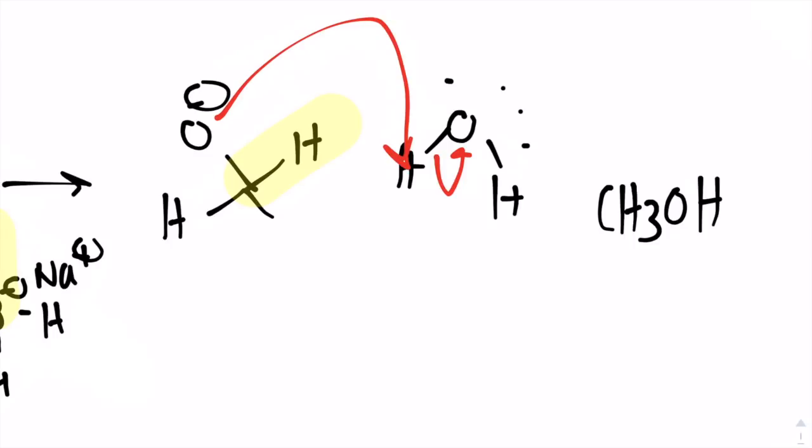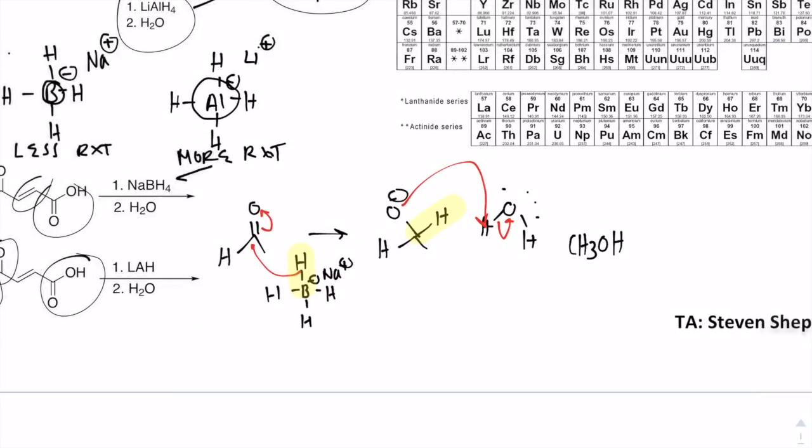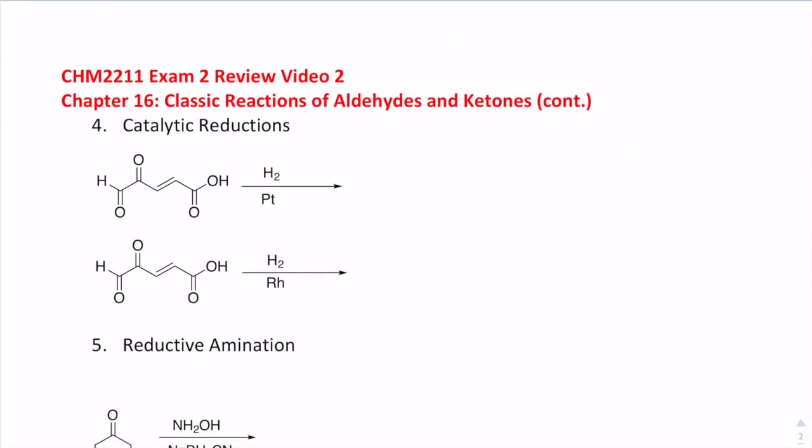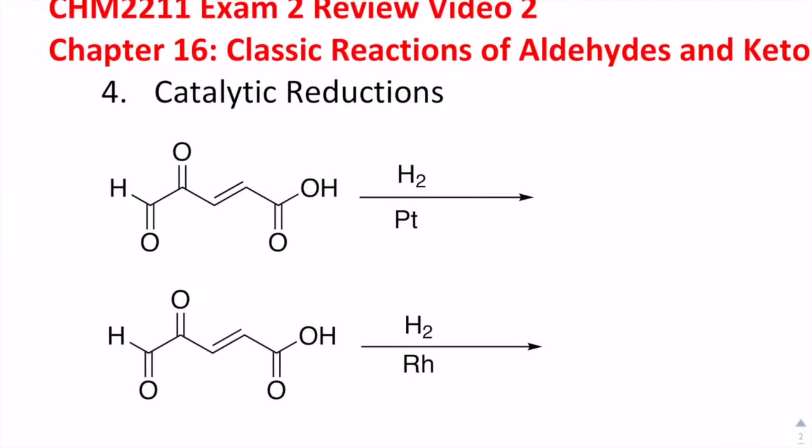All right, and that is pretty much it. So let's just move on to the other reductions that we have over here. So catalytic reduction. H2 and platinum, palladium, nickel is something we have seen before, but not in the context of carbonyl functional groups. What H2 and platinum, palladium, nickel do is it's the strongest reducing agent ever. So if you remember that, it's the strongest reducing agent ever.